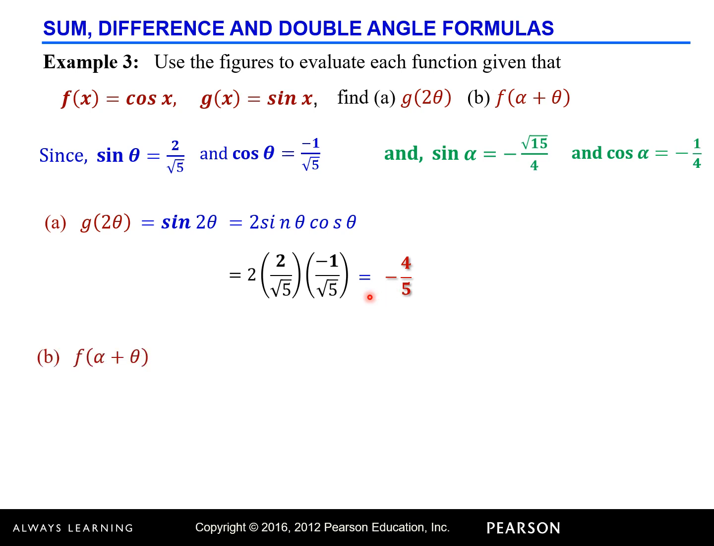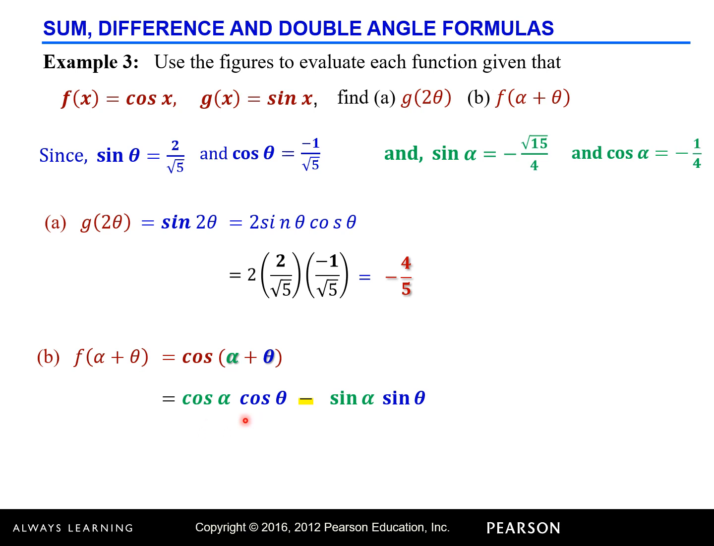Then for letter B, we have f of alpha plus theta, meaning we will substitute this alpha plus theta for every x in the given function f. So we have cosine of alpha plus theta. So this is now the sum angle formula for cosine, which is equivalent to cosine alpha, cosine theta, then minus sine alpha, sine theta. Cos, sin, alpha theta. Make sure that the angle is in order. Then cosine means opposite sign. If this is plus, then this is minus.